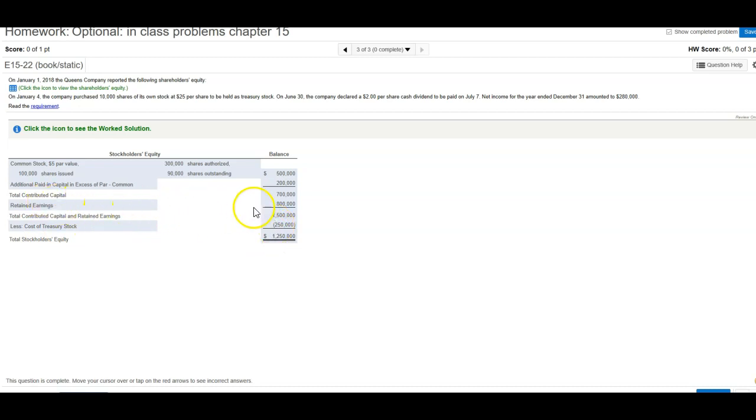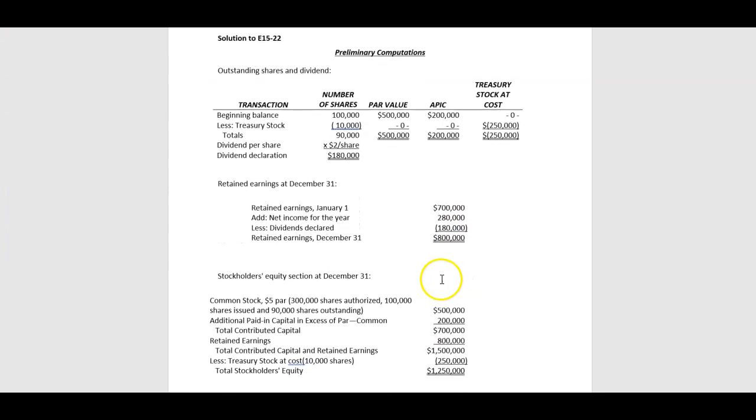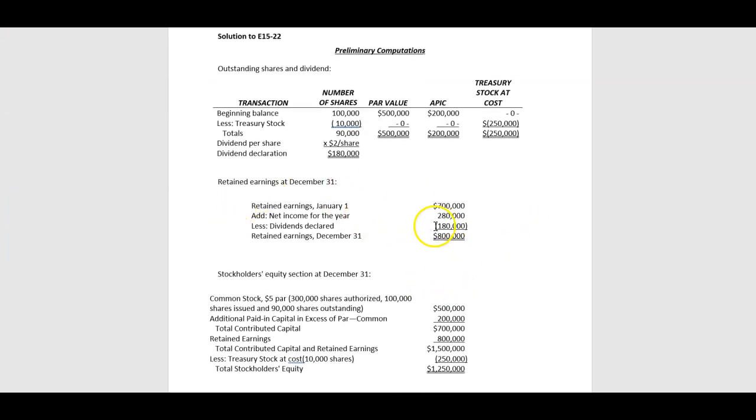So how do we get this retained earnings? Just to remind you, retained earnings beginning plus net income minus dividends gives you ending retained earnings. Here's a computation of that in the middle, and we see our net income added, dividends declared, showing the remaining amount of retained earnings.